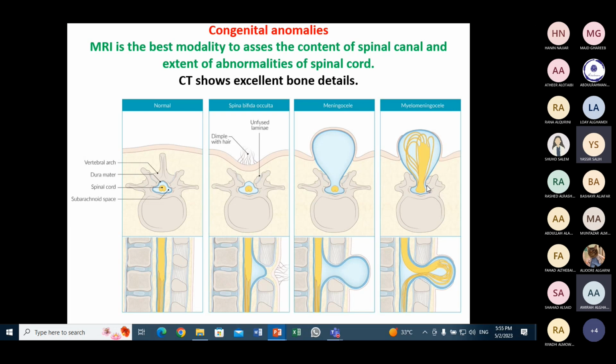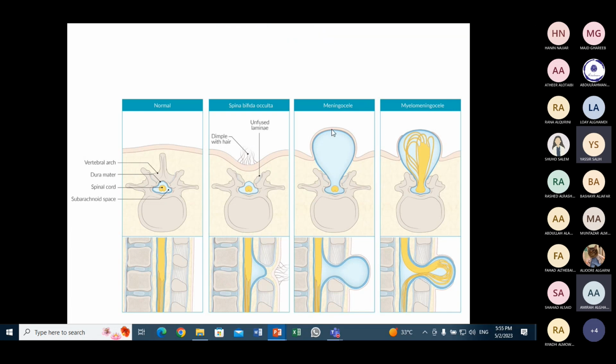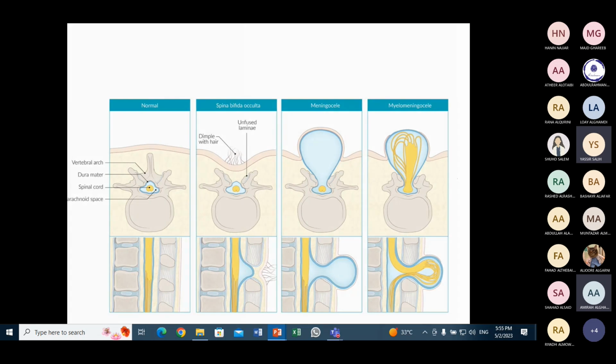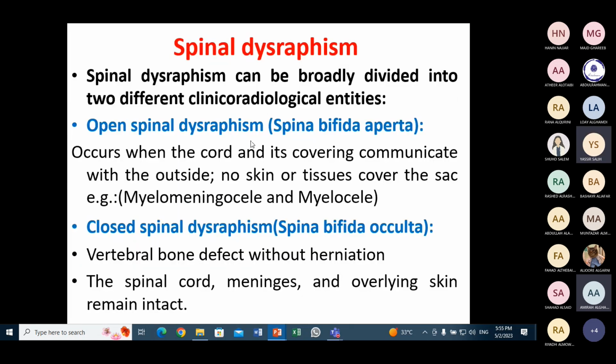So this is myelomeningocele. If there is an opening but the content is still in place, covered by the skin, this is called spina bifida occulta. But this is called spina bifida aperta. So in spina bifida aperta, or open spinal dysraphism, the cord and its covering communicate with the outside, meaning there is no skin or tissue over the sac.